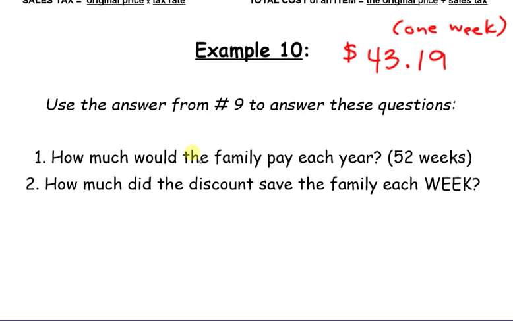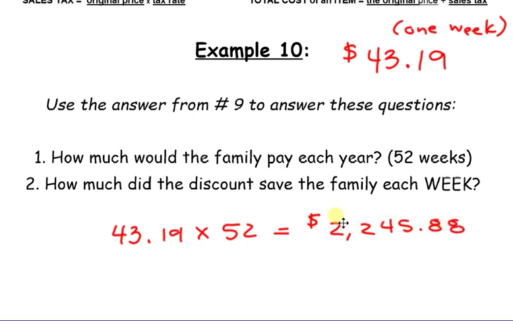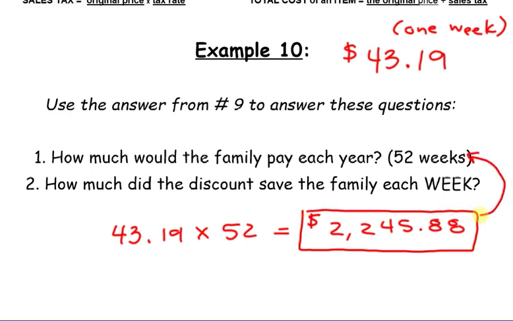So number 1 says, how much would the family pay each year? Well, if there's 52 weeks in 1 year, what would we do? We would take 43.19 times 52 weeks. So go ahead and put that in your calculator, see what you get. So you get $2,245.88. That's what the Smith family spends on a dog walker each year. So I'm going to put that little arrow right there.